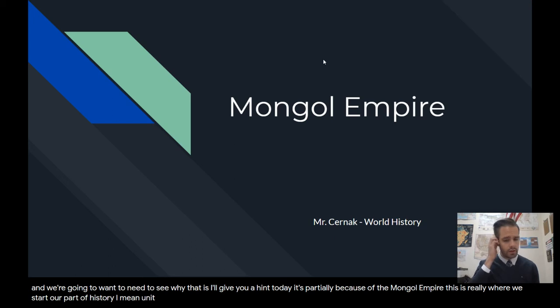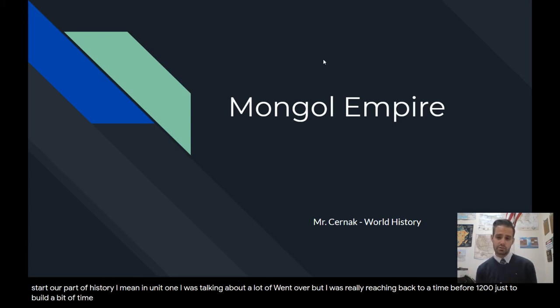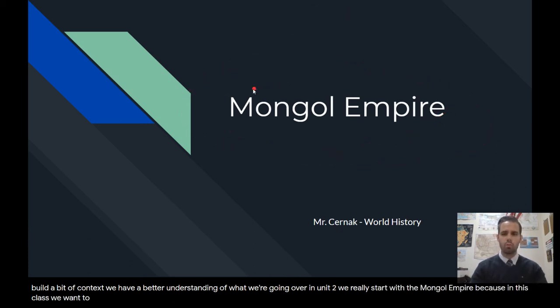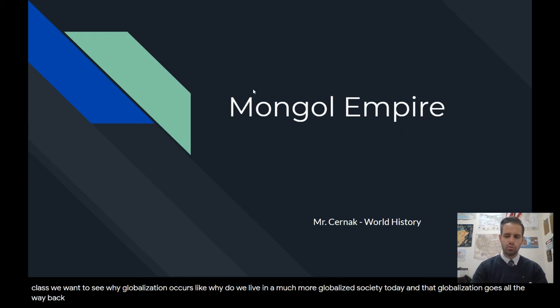In Unit 1, I was talking about a lot of different aspects of all those cultures we went over, but I was really reaching back to a time before 1200 just to build a bit of context so we have a better understanding of what we're going over in Unit 2. We really start with the Mongol Empire because in this class, we want to see why globalization occurs. Why do we live in a much more globalized society today? That globalization goes all the way back to the Mongol Empire.